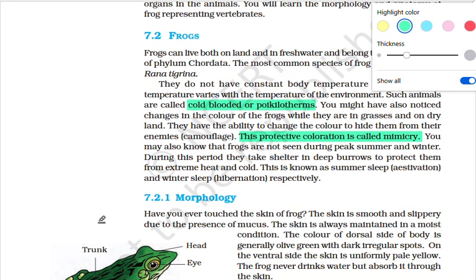You may have also noticed that frogs are not seen during peak summer and winter. During this period, they take shelter in deep burrows to protect themselves from extreme heat and cold. This is known as summer sleep. Summer sleep is also known as estivation, and winter sleep is also known as hibernation.